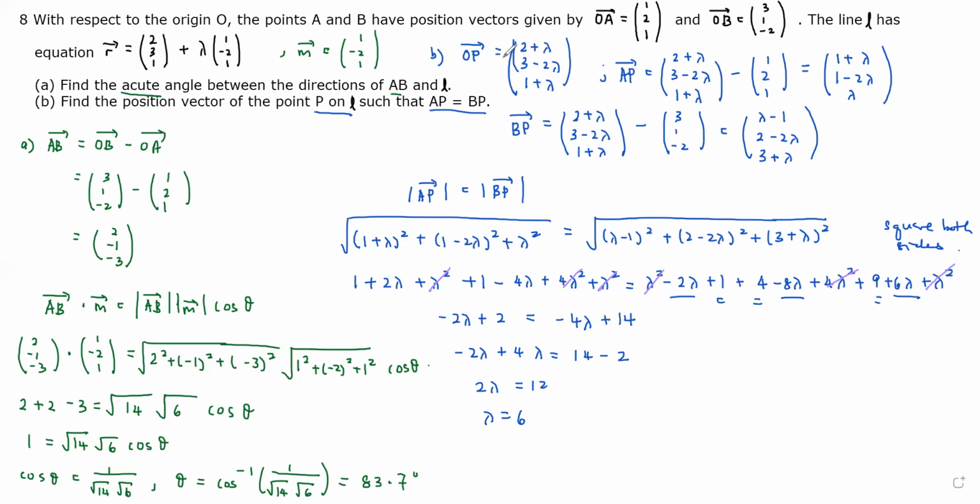So OP is just any point on the line. And it satisfies the equation that AP equals BP when lambda is 6. So to find the position vector of point P, vector OP is this part here when lambda is 6. So we have 2 plus 6, and then you have 3 minus 12 and 1 plus 6. And this will give us 8, negative 9, and 7. That will give us the position vector of point P.